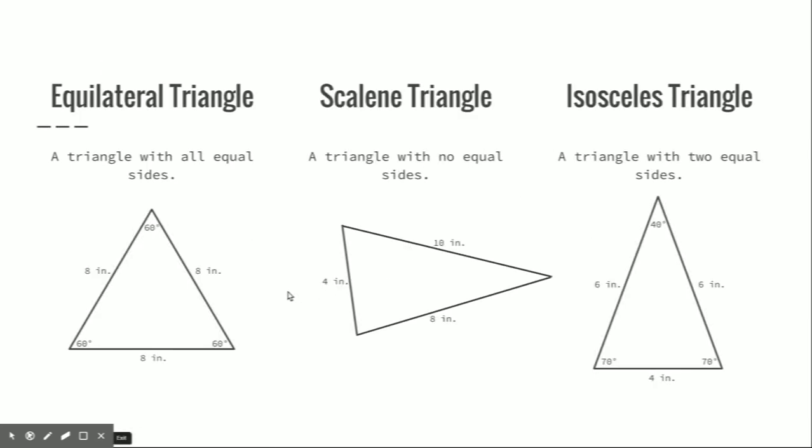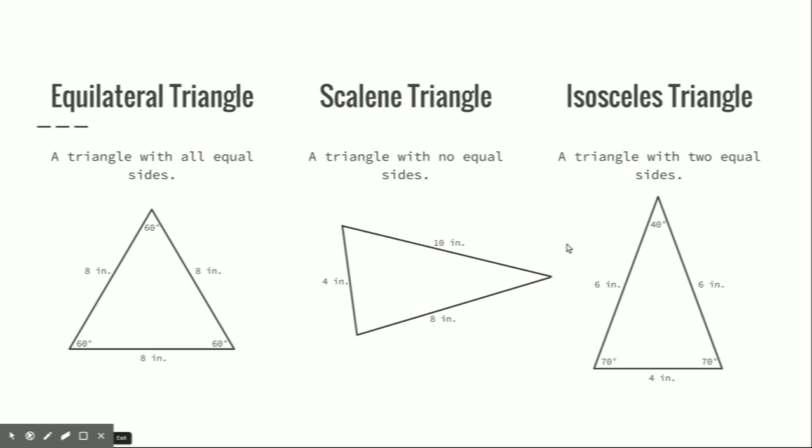Now, equilateral triangles are triangles that have all equal sides, so maybe 8 inches, 8 inches, and 8 inches. And it's also important to note that when you have an equilateral triangle, all the angles will be the same too. So if you have an equilateral triangle, it's also going to be equiangular. Okay. Now, a scalene triangle is a triangle with no equal sides, so they're all different. For instance, like this one where it says 4, 8, and 10. None of the sides are the same, so they have no equal sides, which makes it a scalene triangle.